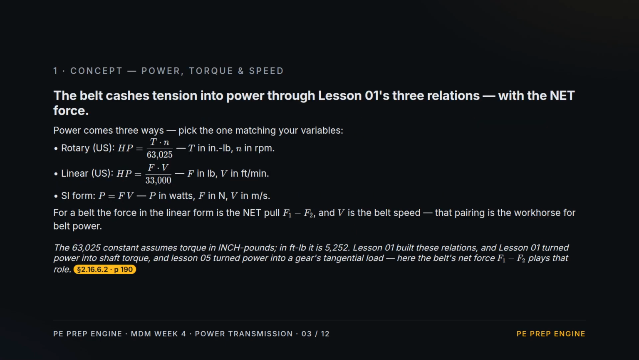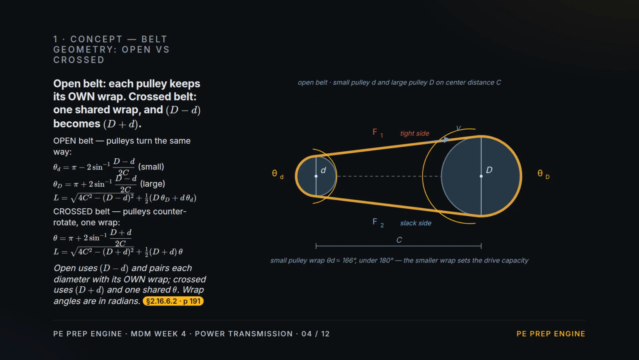Concept 2. Power, torque, and speed, straight from Lesson 1. The rotary form gives horsepower as torque times speed over 63,025. The linear form is force times velocity over 33,000. And the SI form is force times velocity in watts. For a belt, the force in the linear relation is the net pull, tight minus slack, and the velocity is the belt speed.